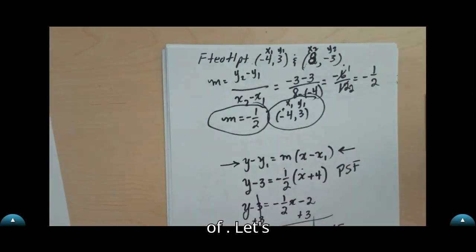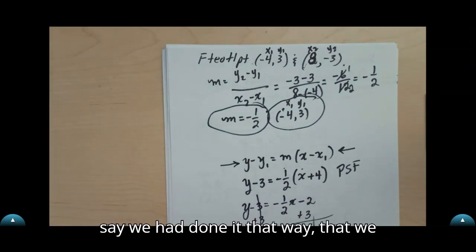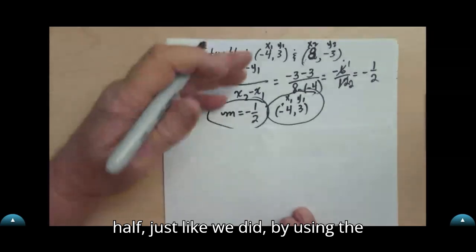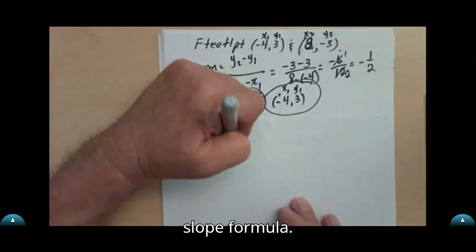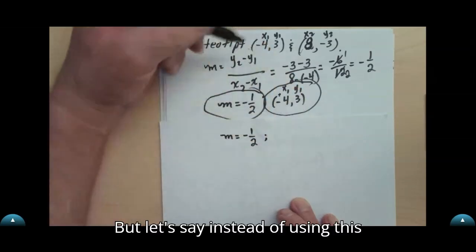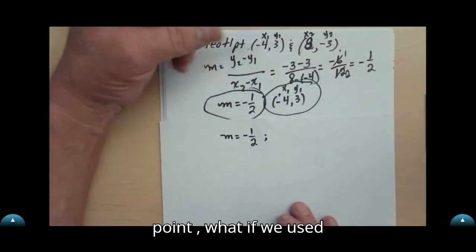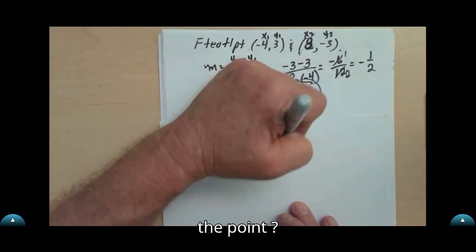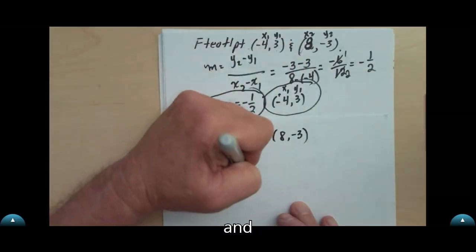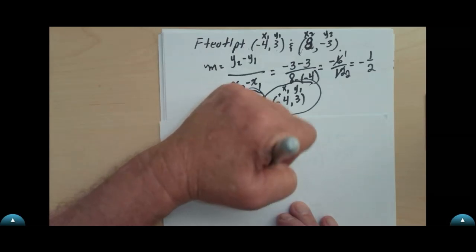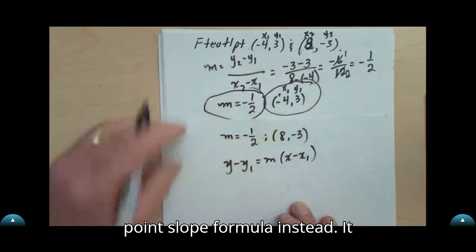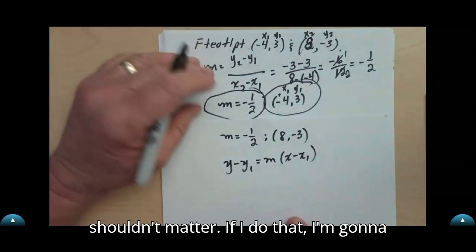And by the way, you could have just as easily used 8, -3 instead of -4, 3. Let's say we had done it that way, that we found out that our slope was -1/2, just like we did by using the slope formula. But let's say instead of using this point -4, 3, what if we used the point 8, -3 in our point slope formula instead? It shouldn't matter.